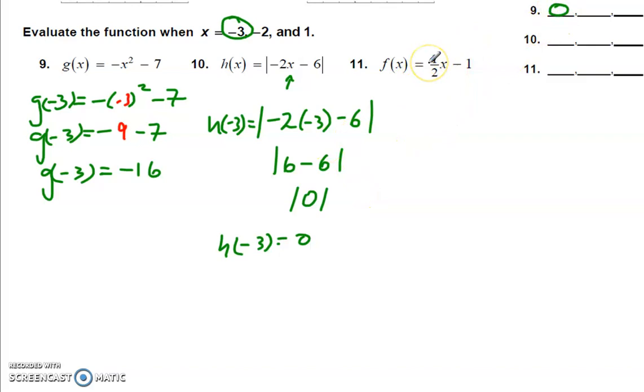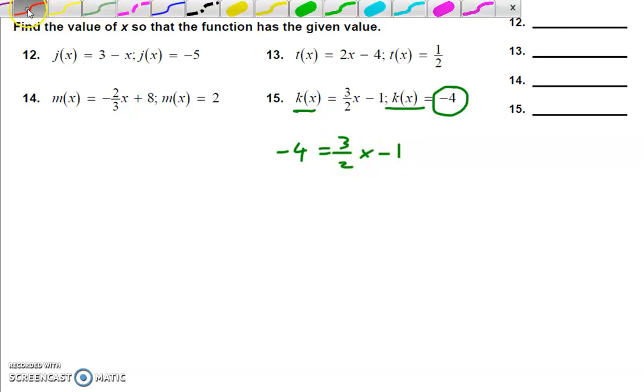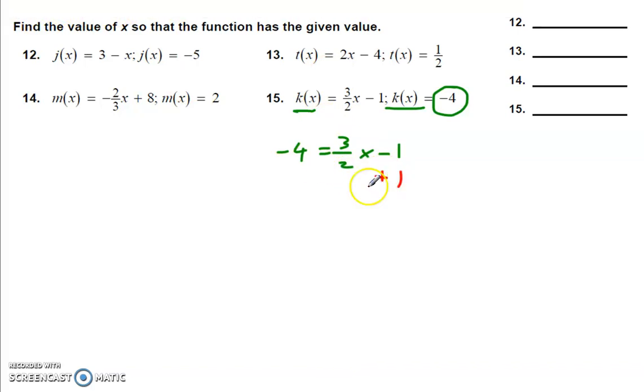Okay, I'm going to skip this, move forward. These are all basically the same in how they work. k of x is -4, so I'm going to replace k of x with -4 is equal to 3/2x minus 1. I want to solve for x, so I'm going to add 1 to each side. So +1, +1. That cancels out. Now we have -3 is equal to 3/2x.